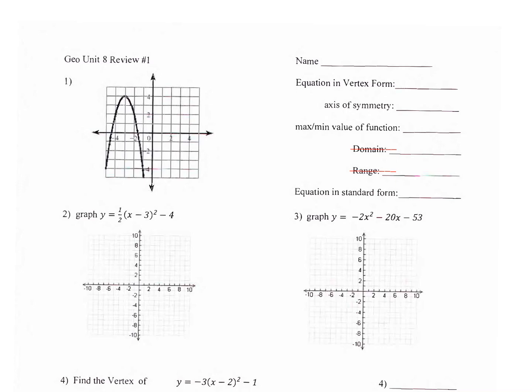Geometry. This is our review number 1. So in the first problem, we're asked to write the equation of the graph in vertex form. So let's go find our vertex. It looks like our vertex is occurring at -3, +4.